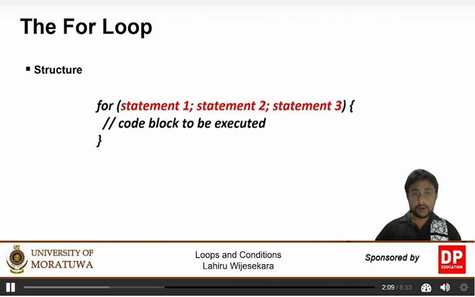Let's take a look at the for loop. The for loop starts with statement 1. This initializes a variable to start the loop. Statement 2 carries a condition to be checked. This can be a logical statement that returns a Boolean value. Statement 3 is managing the increment. The code block can be any logic that we need to run repeatedly.